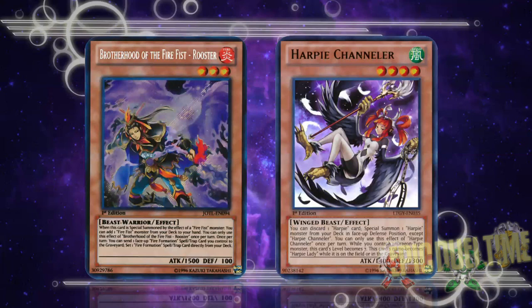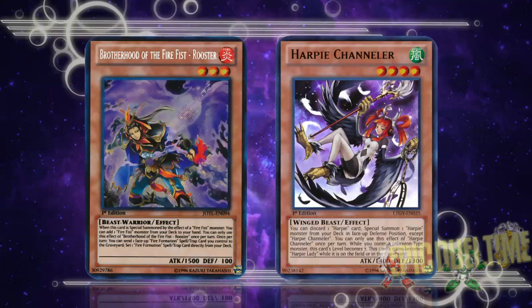When this card is special summoned by the effect of a Firefist monster, you can add one Firefist monster from your deck to your hand. You can only use the effect of Brotherhood of the Firefist Rooster once per turn. And it's this effect, I should say. Then, once per turn, you can send one face-up Fire Formation spell or trap you control to the graveyard. Set one Fire Formation spell or trap directly from the deck.